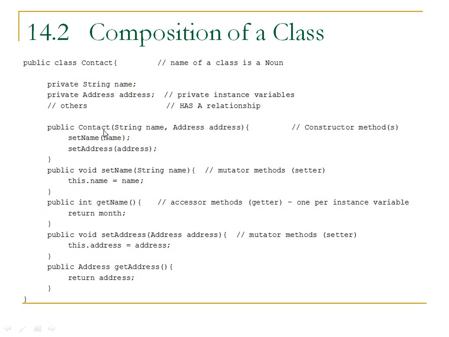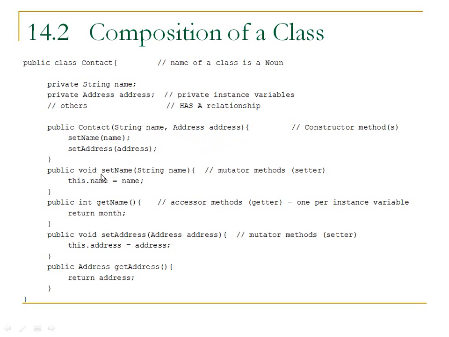So look at the constructor method for the contact class. What does it take to make a contact? It takes a String object and an Address object. So you can think of when you call a constructor, when you say new Contact, you have to give it what it wants, and what this Contact constructor wants is a String object and an Address object.